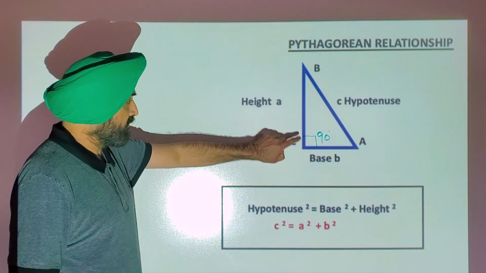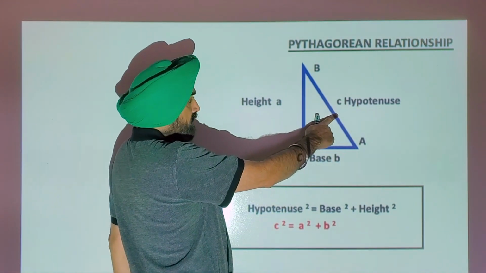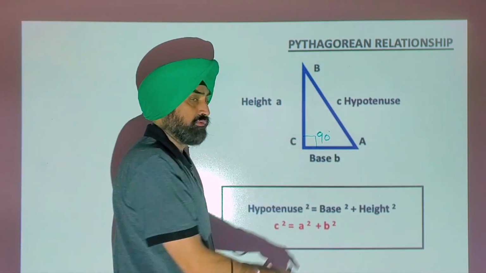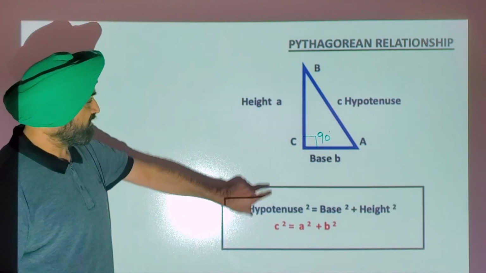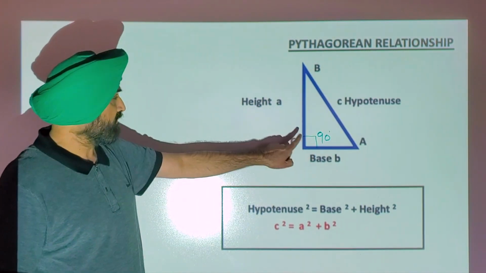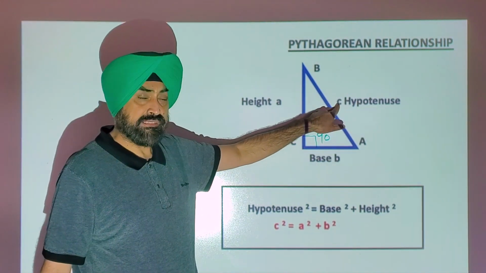We have three sides here. The longest side, which is opposite to the 90-degree angle, is the hypotenuse. And these two are the smaller sides. One side we can call the height, one we call the base. For example, height is A, base is B, hypotenuse is C.